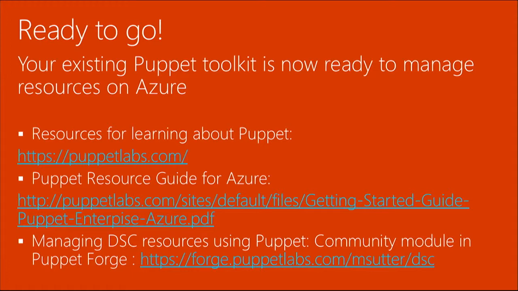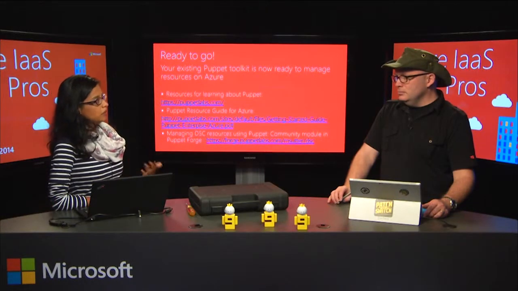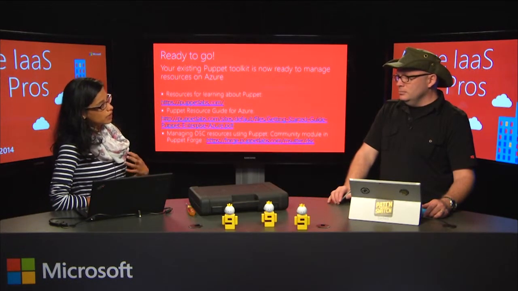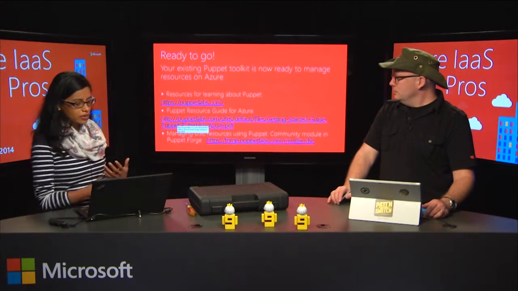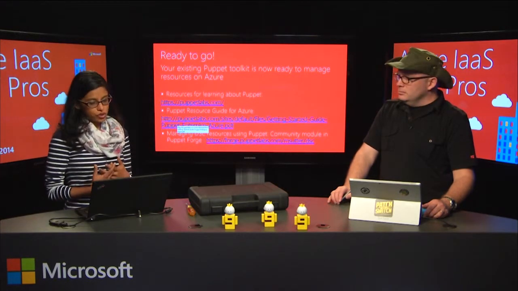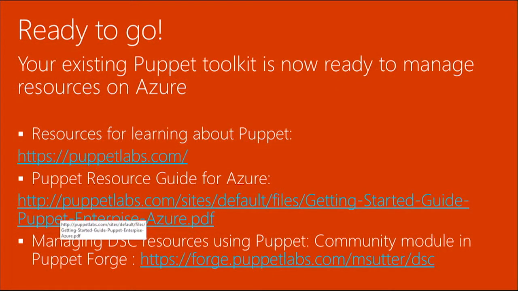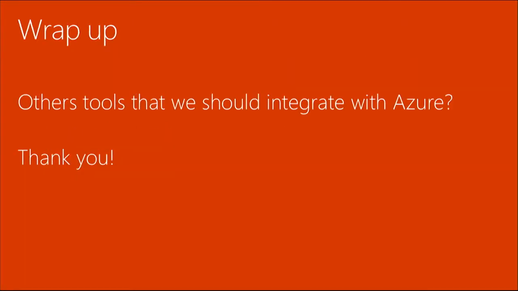And finally, we talked about using DSC resources with Chef. The same thing is available with Puppet as well. If I'm a DSC user and I want to use my DSC resources from Puppet, there is a community module in Forge. This is the URL for that. You could download that module, and it would enable you to use DSC resources on Puppet. Okay. So I think that's the end of our talk.